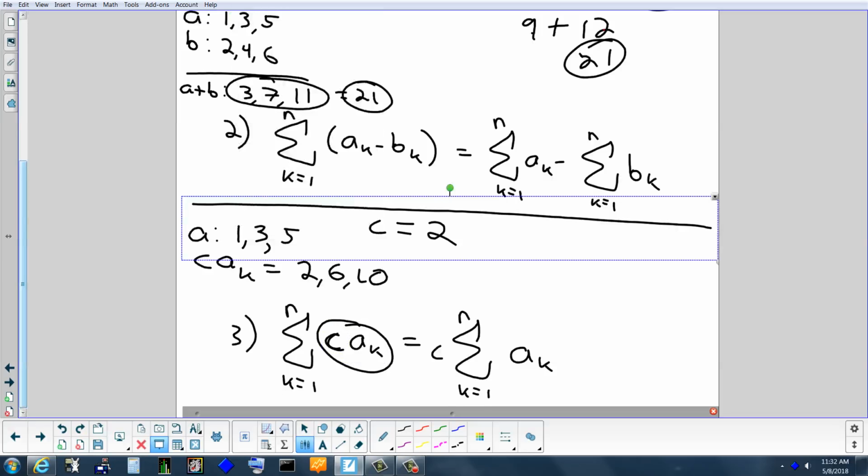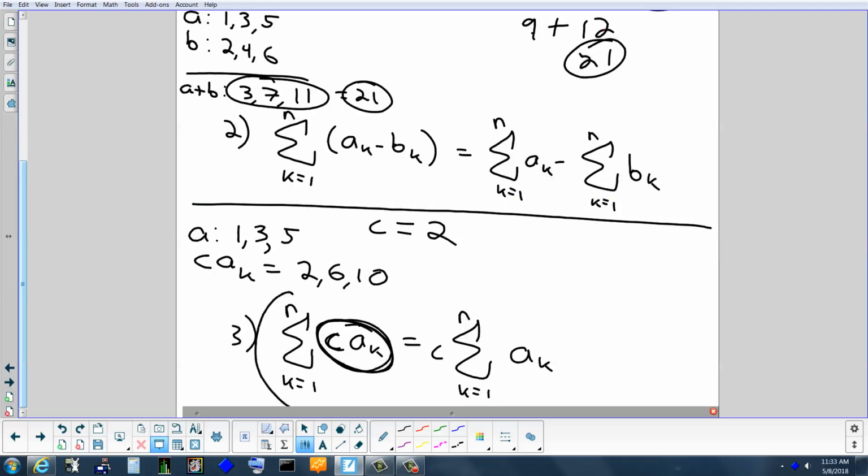Why did you use 1, 3, and 5? I just made up a very short, simple sequence with 3 very simple numbers. So I took every number in that sequence, multiplied it by c. Why did I pick 2 for c? It's easy to multiply a number by 2 in my head. C could be anything.